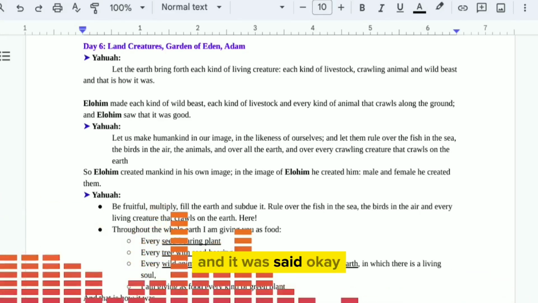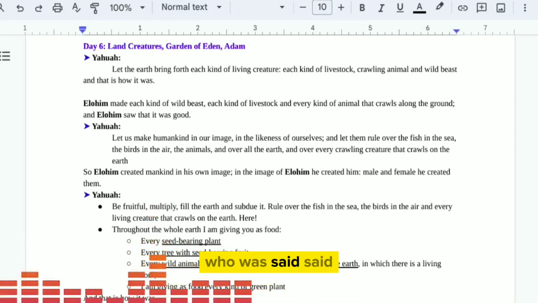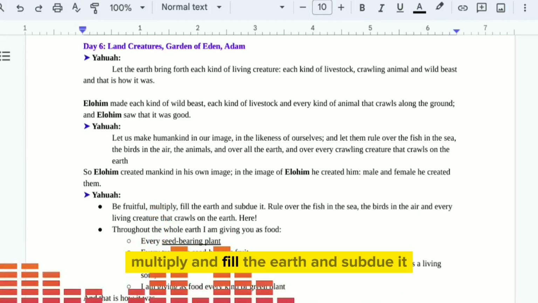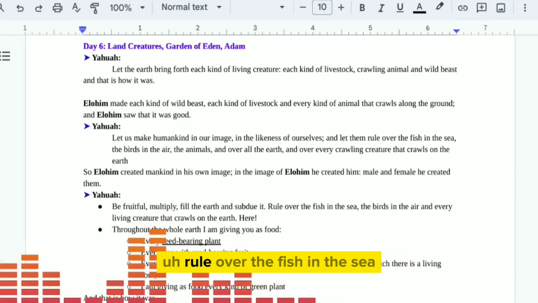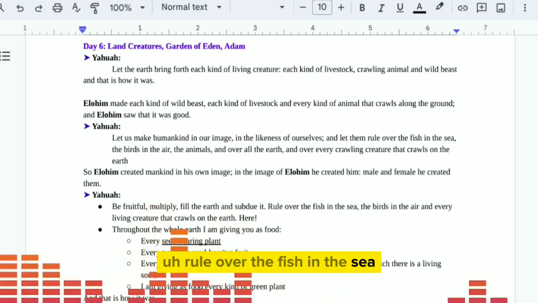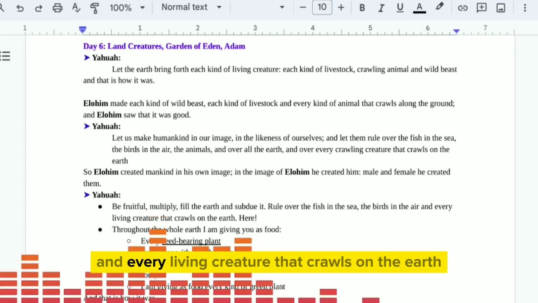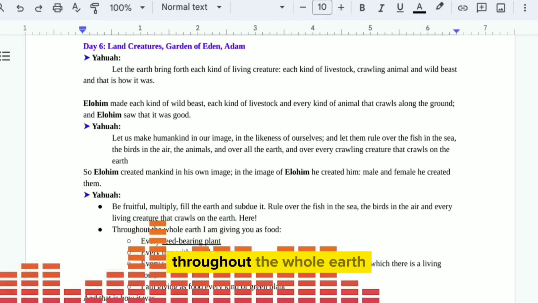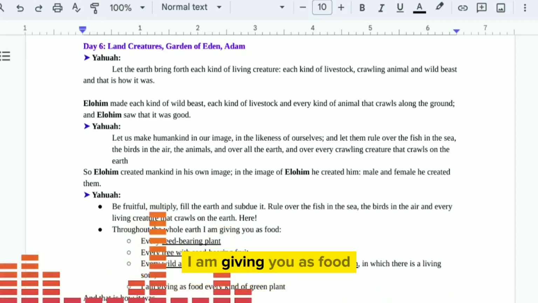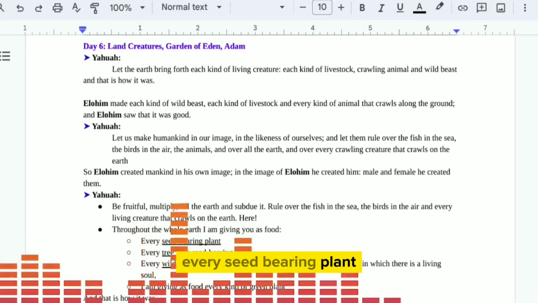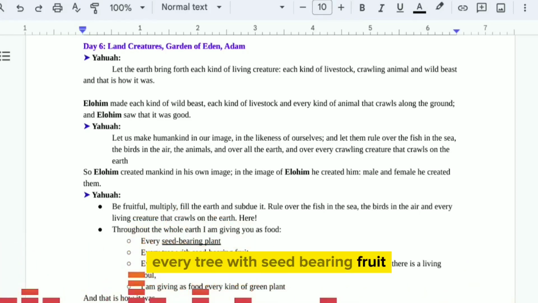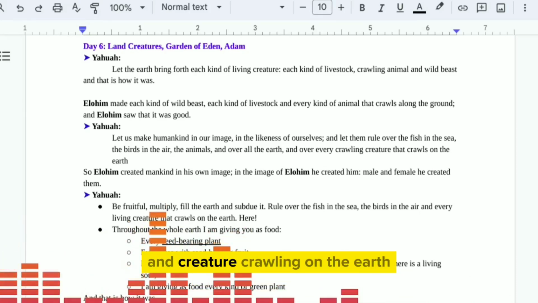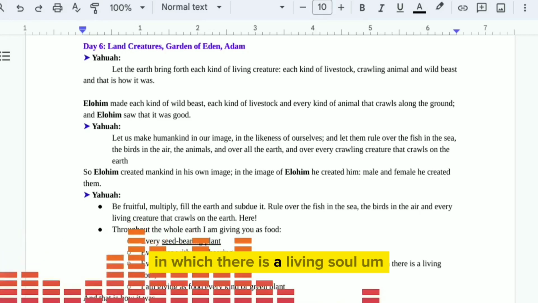And Yahuwah said, okay, here we go. And Yahuwah said, be fruitful, multiply, and fill the earth and subdue it. Rule over the fish in the sea, the birds in the air, and every living creature that crawls on the earth here. I don't know why it says here. Throughout the whole earth, I am giving you as food every seed-bearing plant, every tree with seed-bearing fruit, and every wild animal, bird in the air, and creature crawling on the earth, in which there is a living soul.